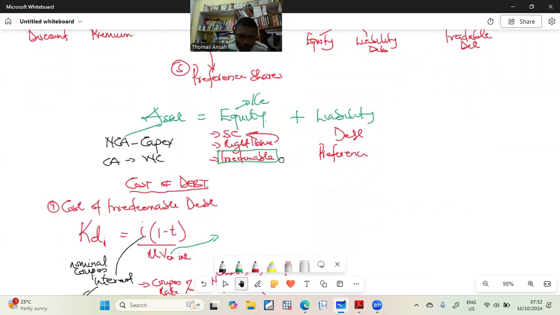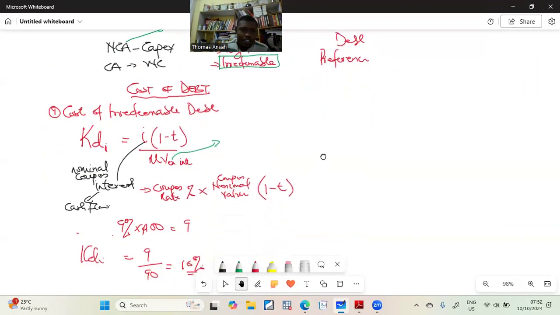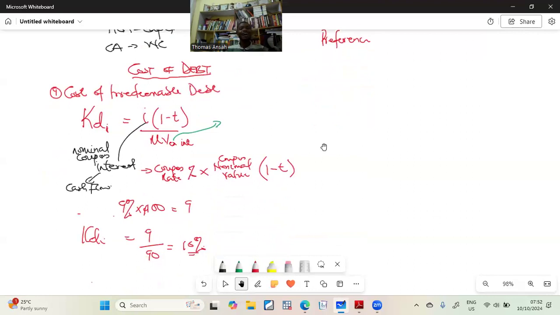And so the cost of debt, we are starting with KDI, the cost of irredeemable debt. The cost of irredeemable debt is such that you have the interest, and the interest times (1 minus T), divided by the market value of the debt, ex interest. The interest here is a cash flow interest. Bear in mind, it's not the effective interest. No, it is the coupon interest.